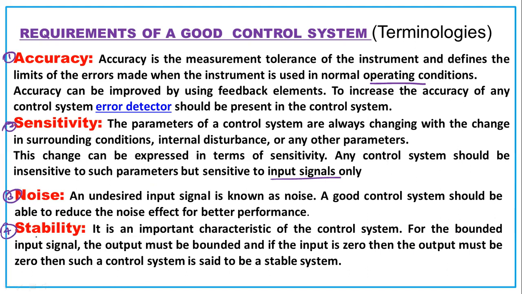For a bounded input signal, the output should also be bounded. Bounded means not going to infinity; it comes to a stable value. So if the input is bounded, then the output should also be bounded. And if the input is 0, then the output must be 0. That's when we say it is a stable system. If it is going to infinity, then we cannot say it is stable. It is an unstable system.